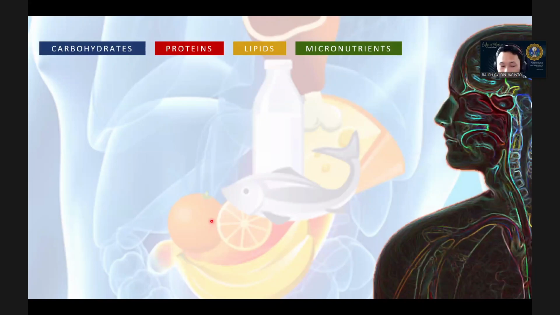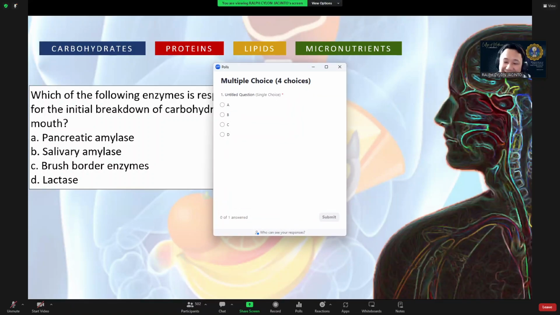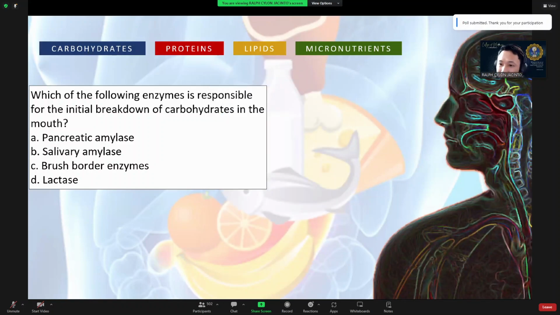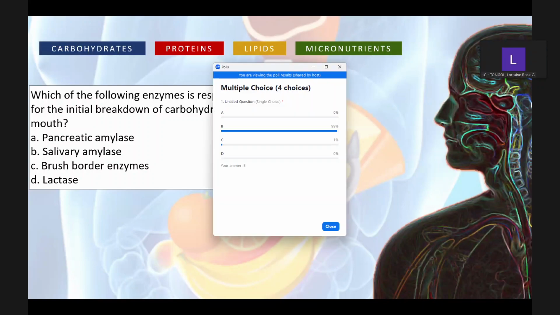Okay, so first question. So which of the following enzymes here is responsible for the initial breakdown of carbohydrates in the mouth? So, ayan, I'll launch a poll. Hindi, doon na lang kayo sa poll mag-answer. So, I'll probably give you 10 seconds to answer. Sige. So, I'll end poll na ha. Yan. So, very good. So majority of you answered salivary amylase.